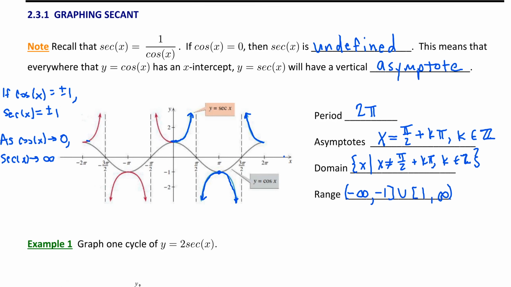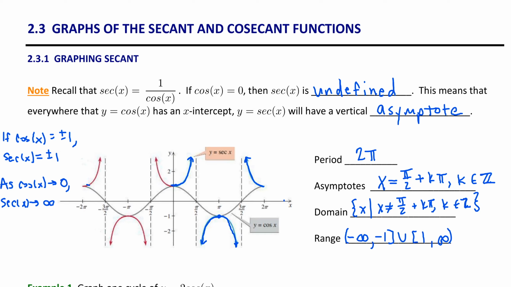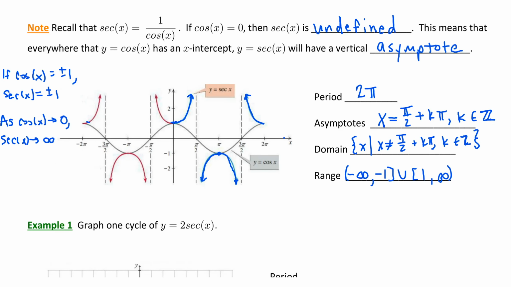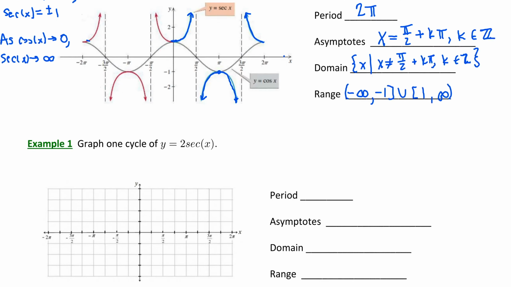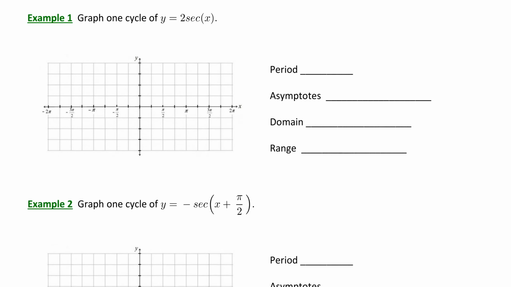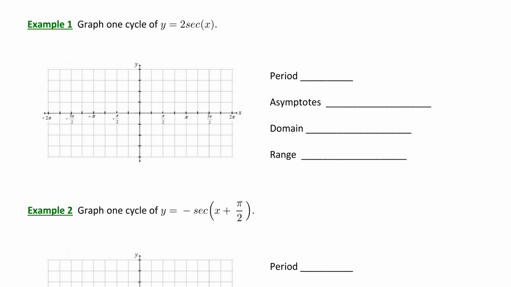Now, understanding that fundamental cycle for secant, then all of the transformations that we've learned for cosine may also occur on secant. So let's try example 1. Graph one cycle of y equals 2 secant of x. Now, in order to graph 2 secant of x, I'm going to compare it to y equals 2 cosine of x.